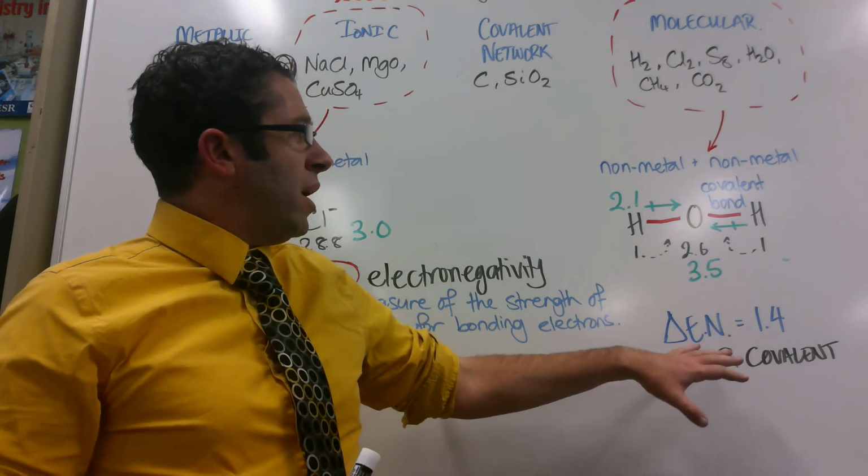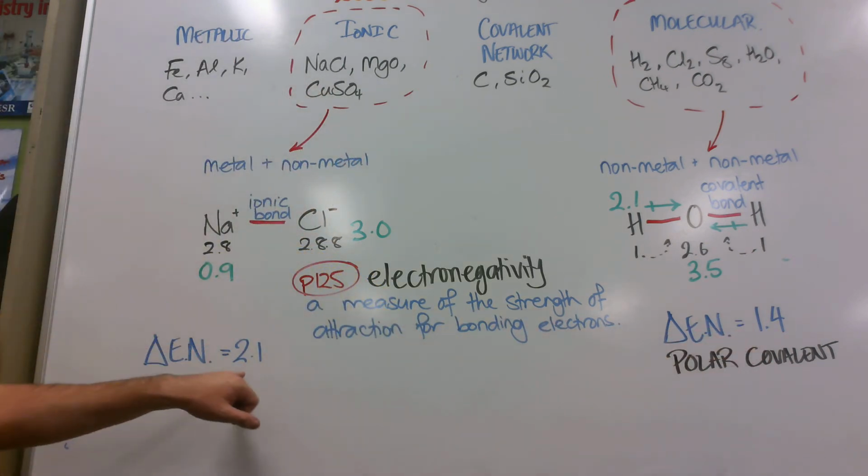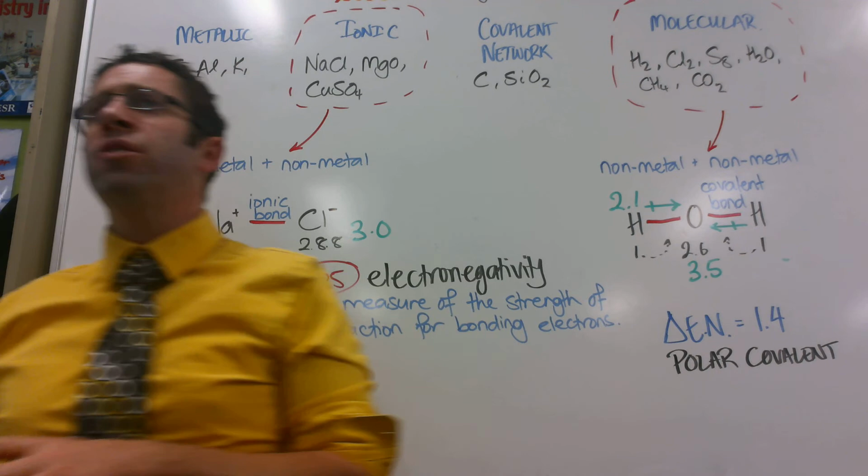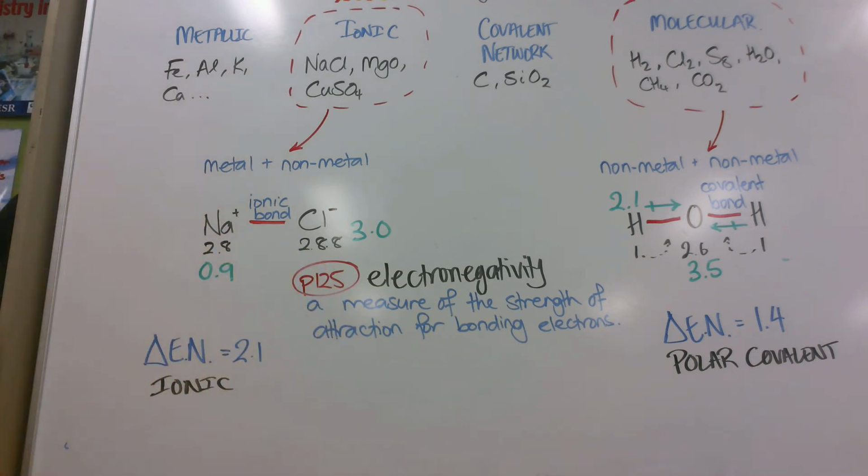How do you think we get one? You notice the number's gone down from ionic to polar covalent. What do you think happens to that number if we have just a non-polar covalent bond where they're shared evenly or very close to evenly? Do you think the number goes down or up?